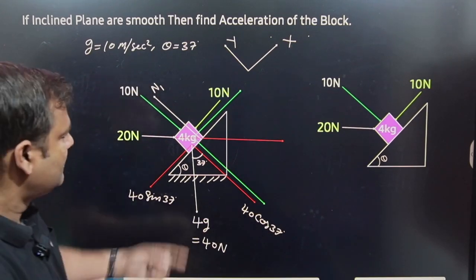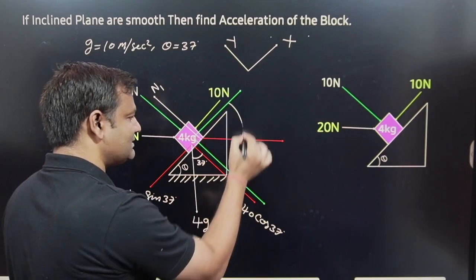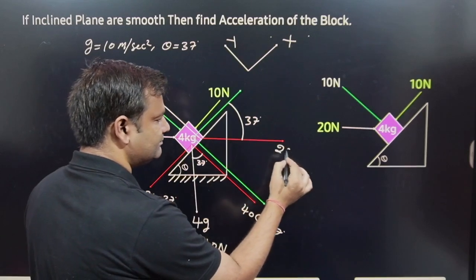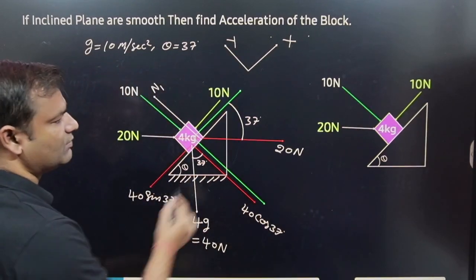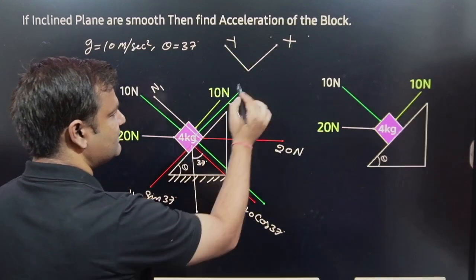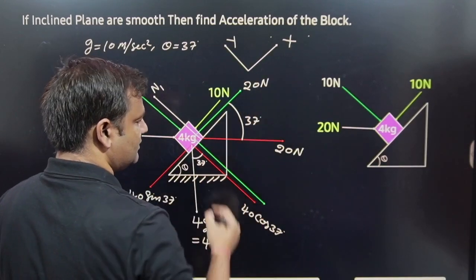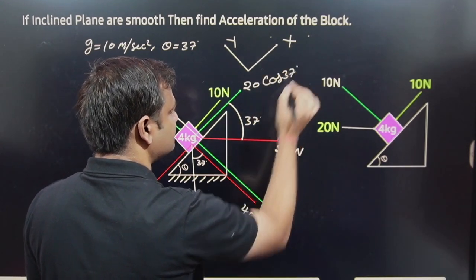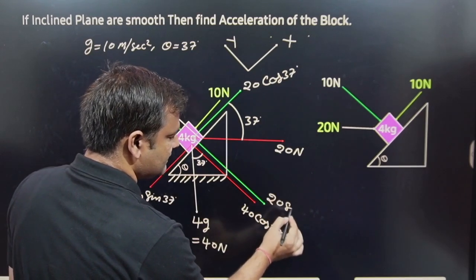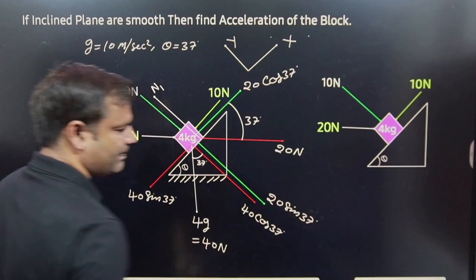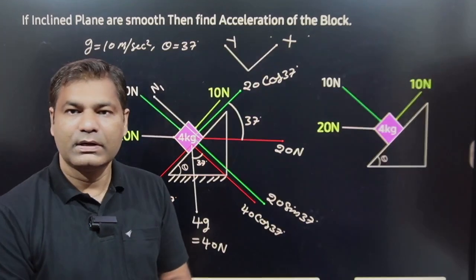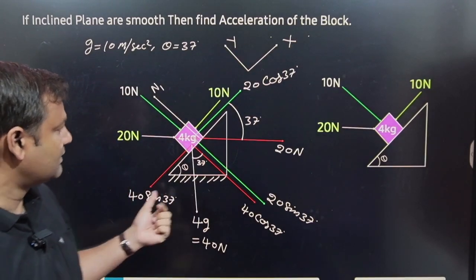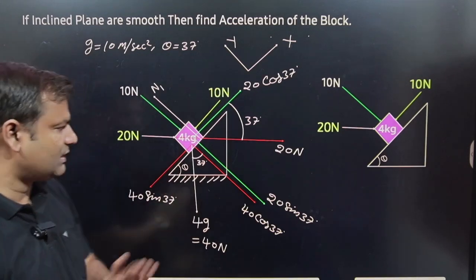What about that angle? This angle is 37. This one is 20 Newton, so its components along these directions are 20 cos 37 and here 20 sine 37. I hope it is clear. So that force and that force are resolved along the capital X and Y axes.